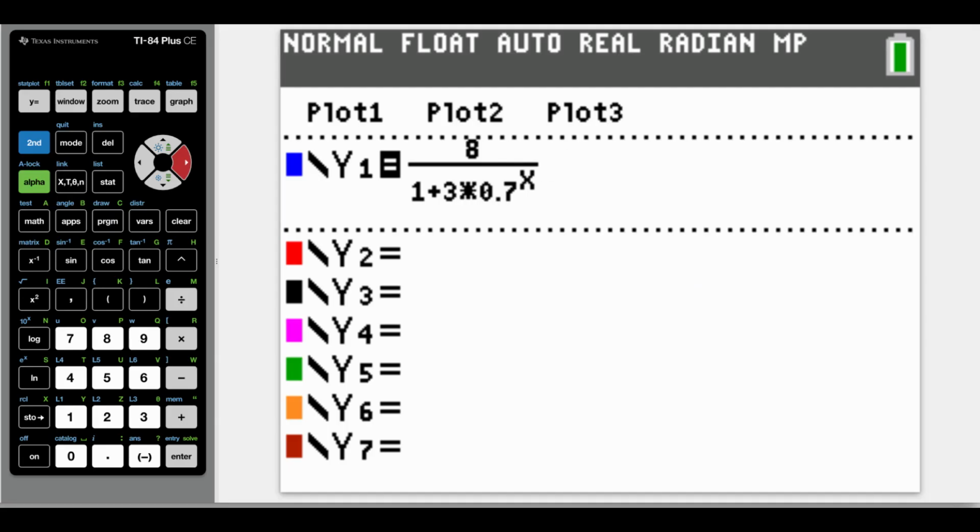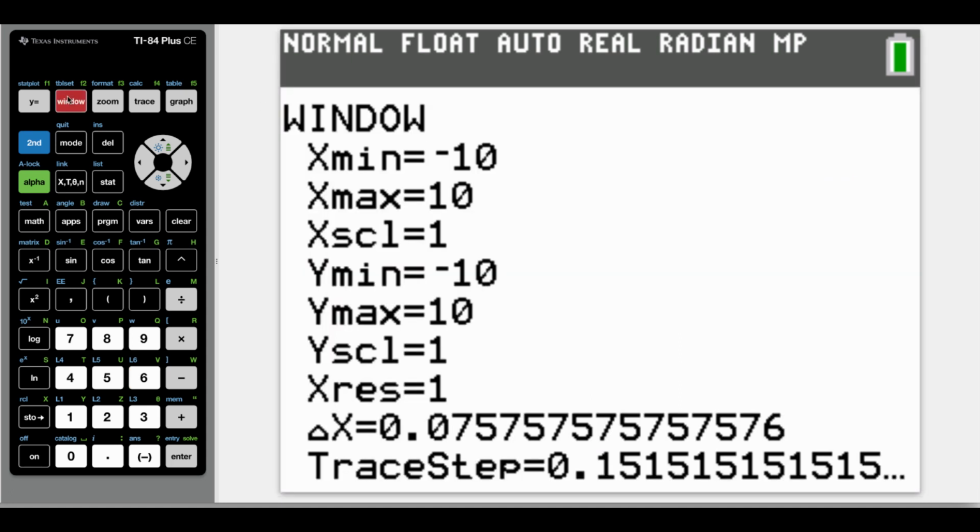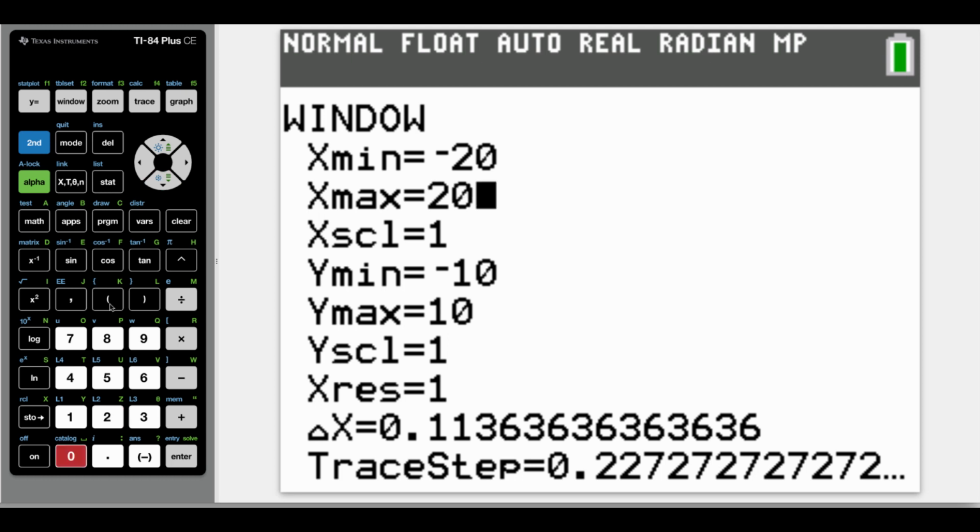So I've got my logistic function typed into my calculator. When I hit graph, we're going to get a picture that looks something like this. Now, it's maybe a little difficult to see where our graph is flattening out, so in my window, I'm going to extend the x minimum down to negative 20 and the x maximum up to positive 20.